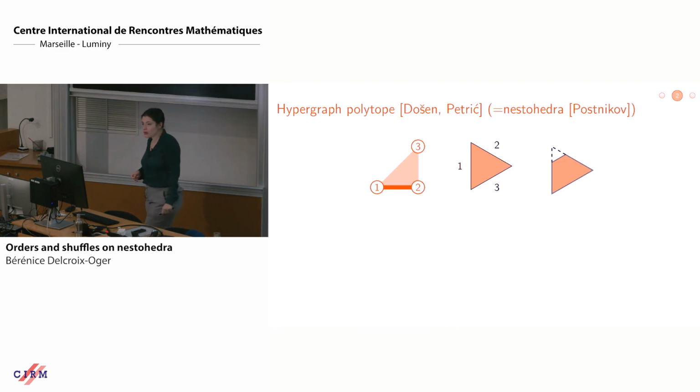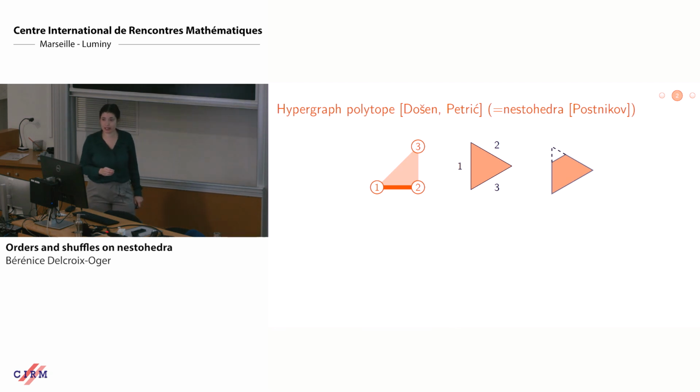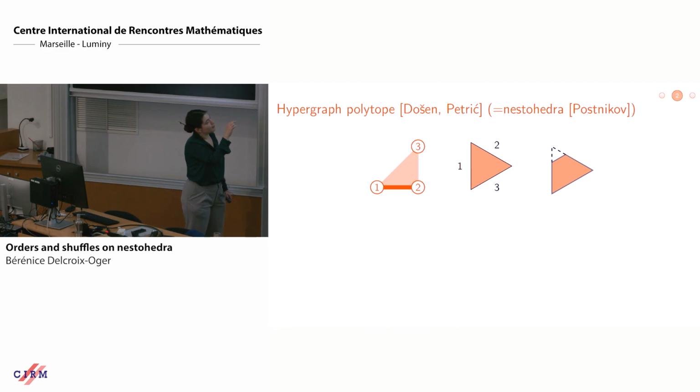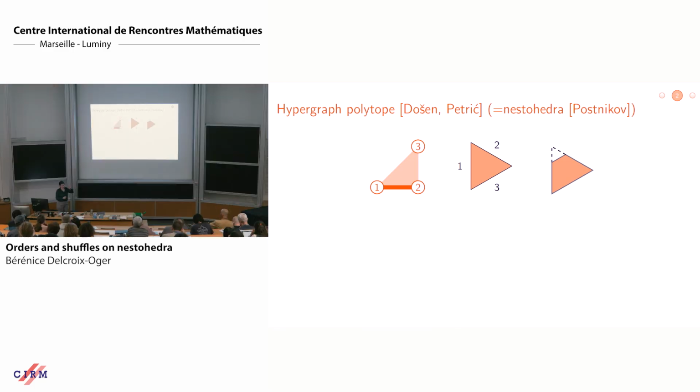Okay, so how do we go from a hypergraph to nestohedra? How do Dojan and Petrich go from a hypergraph to nestohedra? In fact, the edges in the hypergraph prescribe some truncations of faces of the simplex, and it gives a nestohedron. So for instance, consider this flag hypergraph here, 1, 2, 3. There is an edge between 1 and 2. So this polytope is obtained from this simplex by cutting the intersection of face 1 here and face 2 here. So we get this, which for me is a square. Combinatorially, it's a square.